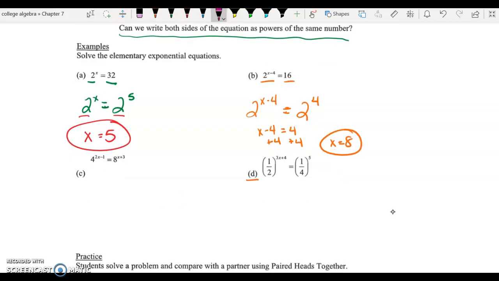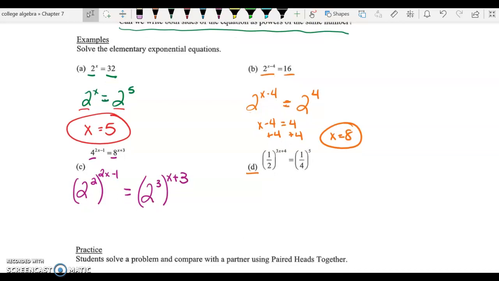Next one, I might have to rewrite both of them. It just depends on the problem. I can rewrite 4 as 2 to the second. Don't forget your exponent. I can rewrite 8 as 2 to the third. Again, don't forget your exponent. Now this one's a little bit trickier because if I have a power to a power, yes, your base is going to disappear, but you have to multiply, and that means distribute. So I'm going to end up getting 4x minus 2 equals 3x plus 9.